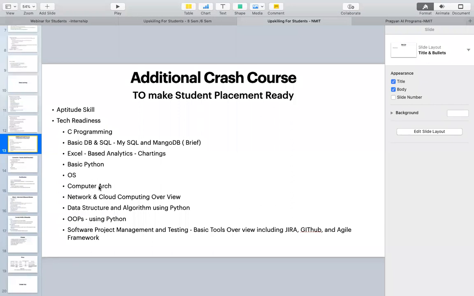Along with this, they will then switch over to a specific domain. If you are interested in web applications, they will start asking about web applications. If you are interested in embedded systems, they will start focusing on embedded systems. If you are interested in data science, machine learning and AI, they will then switch over to data science, machine learning and AI.